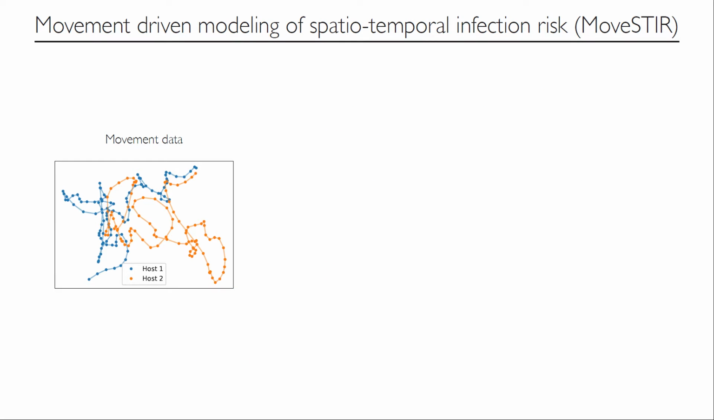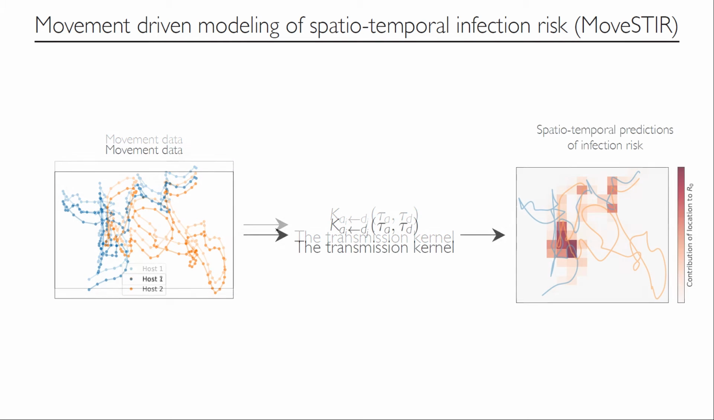All right, so I want to give you a conceptual overview of Movester. Movester begins with movement data, and we transform this movement data into a transmission kernel that is epidemiologically grounded. And then from this transmission kernel, we can make predictions about spatial temporal infection risk. I want to go through each of these components of Movester in turn.